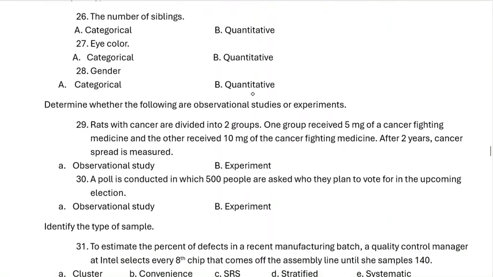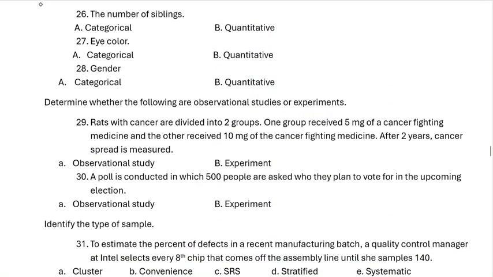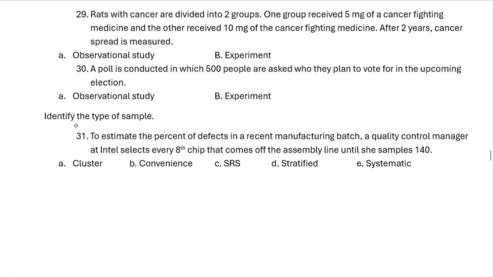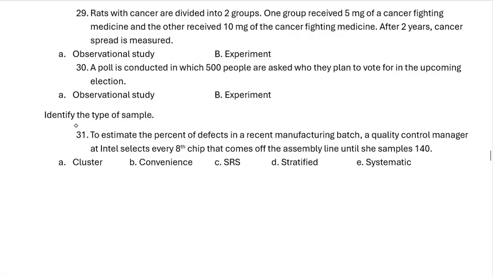Okay, what type of data is it? Remember we have two types of data, categorical and quantitative. Categorical is a category. Quantitative is a number that makes sense to add, subtract, multiply, or divide. Number of siblings, that's quantitative. Eye color, that's a category. Gender is a category.